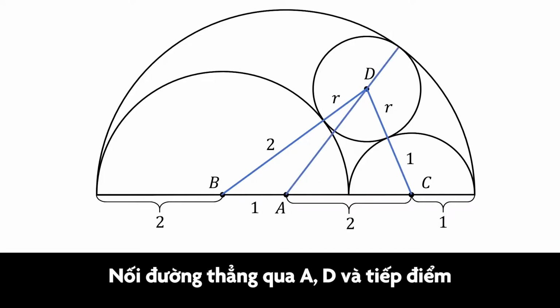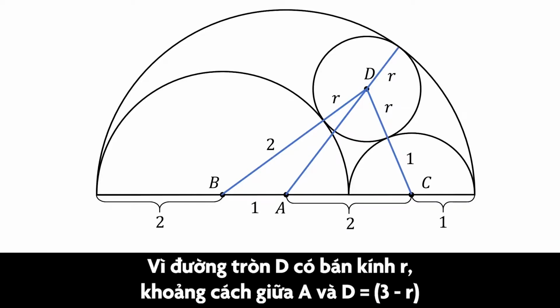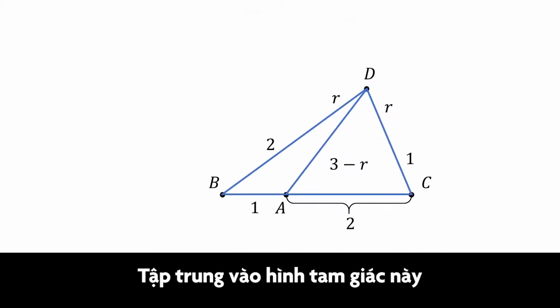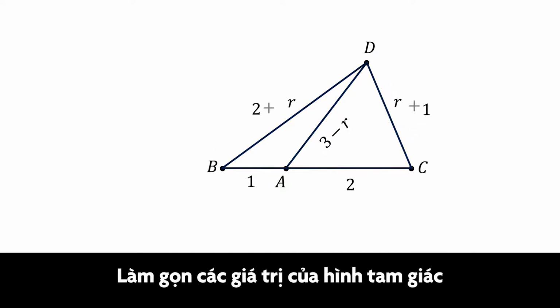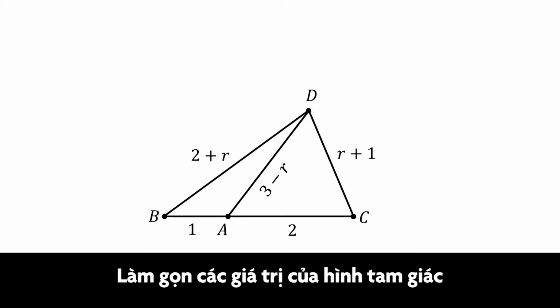Now, construct a line through AD and the tangent point between A and D. This entire length will be equal to the radius of A, which is equal to 3. Since circle D has a radius of r, the distance between A and D will be 3 minus r. Now let's just focus on the triangle. We'll clean this diagram up a little bit, and now we'll be able to calculate some things from this diagram.